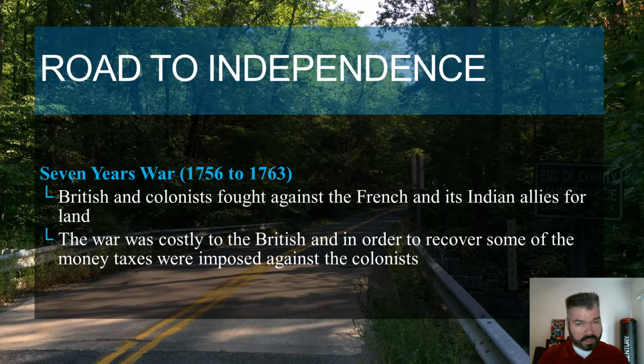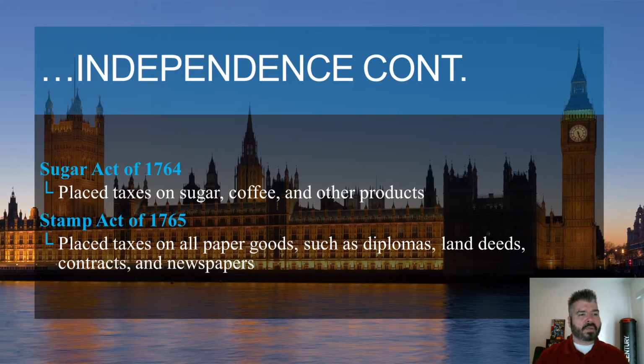Now, this war was costly to the British. The British took the brunt of the economic loss here. And in order to recover some of the money, they imposed taxes against the colonies. So this was a way to replenish money that the British had lost during this time, right? We get the Sugar Act of 1764, which placed taxes on sugar, coffee, and other products.